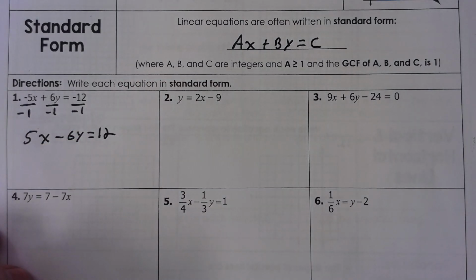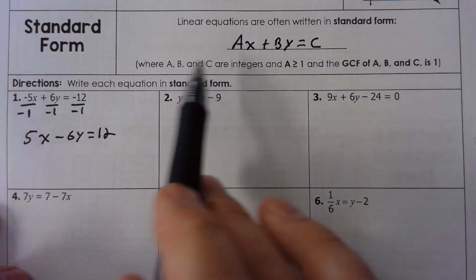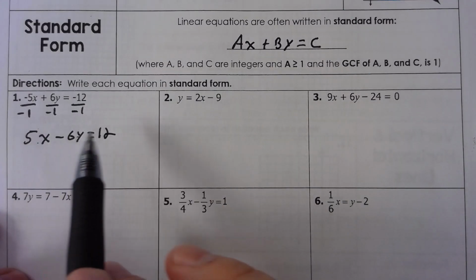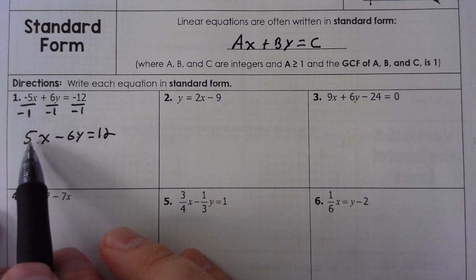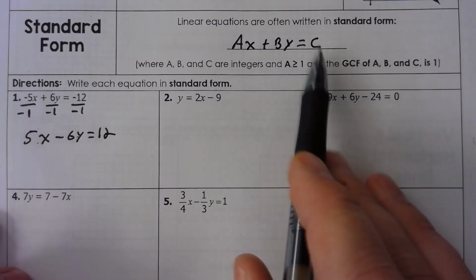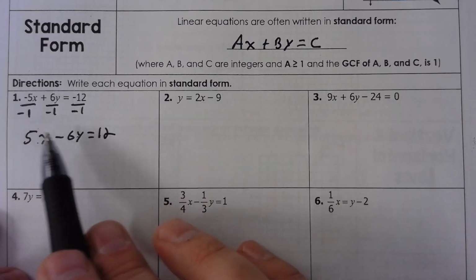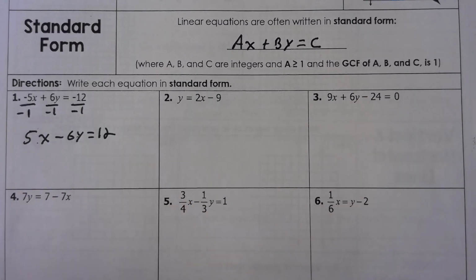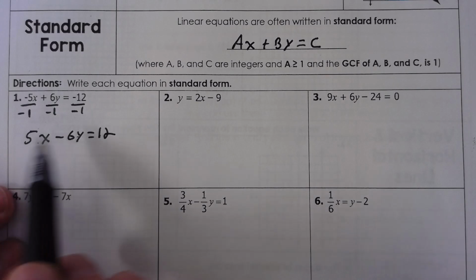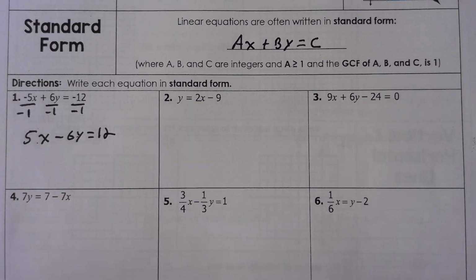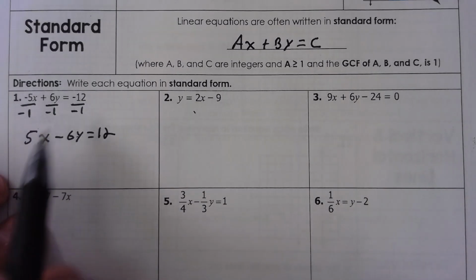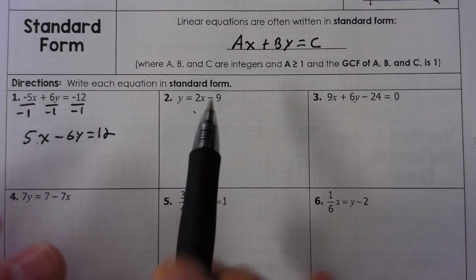Alright, so let's check it again. A, b, and c are integers. Yes, yes, yes. Is a greater than or equal to 1? It is. It's 5 now. And is the greatest common factor of a, b, and c 1? So 5, 6, and 12. Yeah, the greatest common factor between all three of them is 1. So now this one is in standard form and we're good to go.